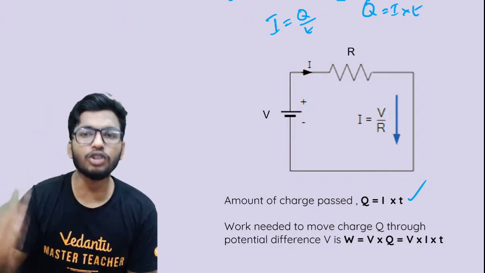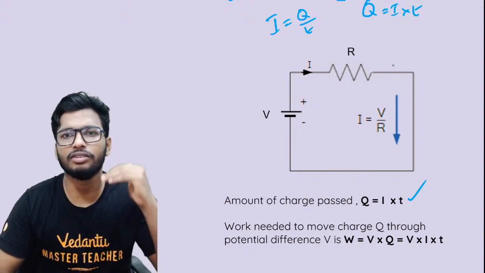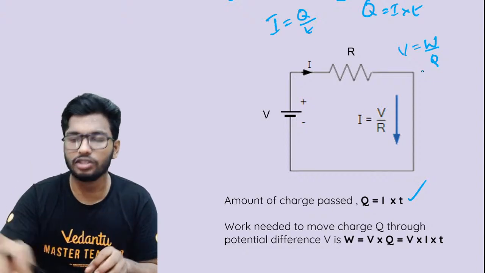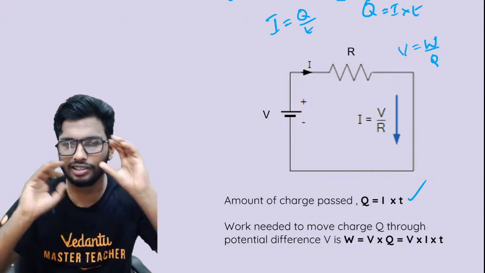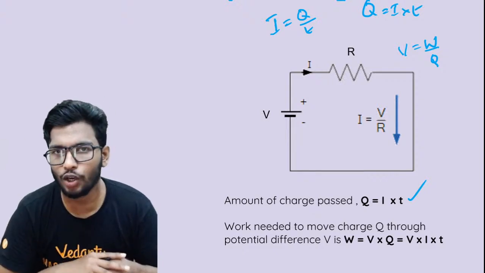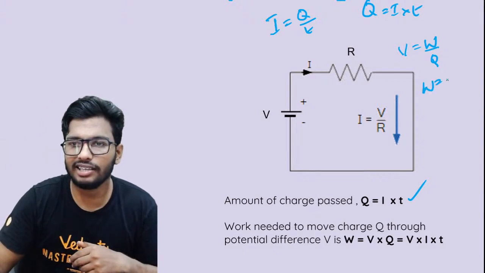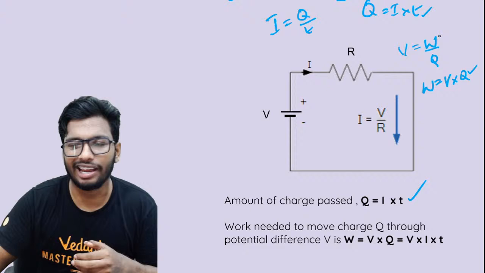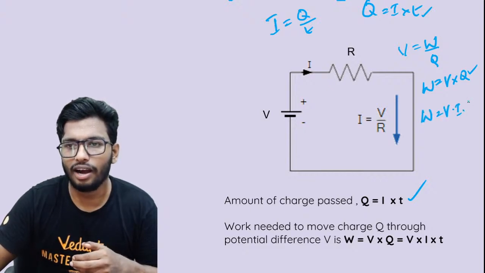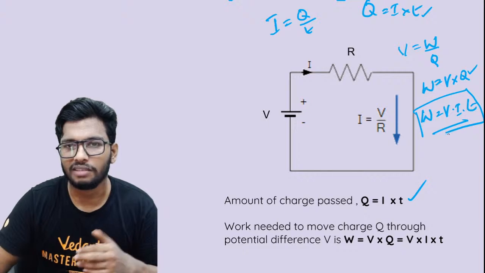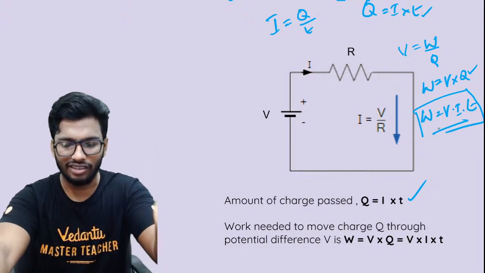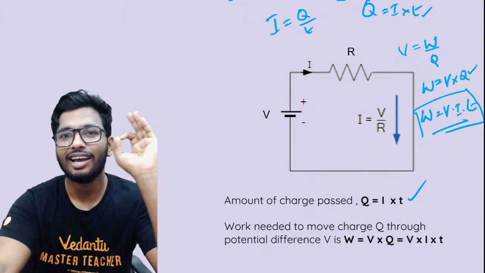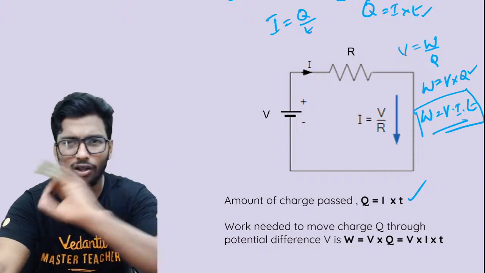We also know from the definition of potential difference that V is equal to W by Q. That is the work done to move a unit positive charge from infinity to a particular point, or from one point to another. So work done is equal to potential difference times charge, and charge is nothing but I into T. So W is equal to V into I into T. This is the basic formula that you need to remember when it comes to work done. That's all.